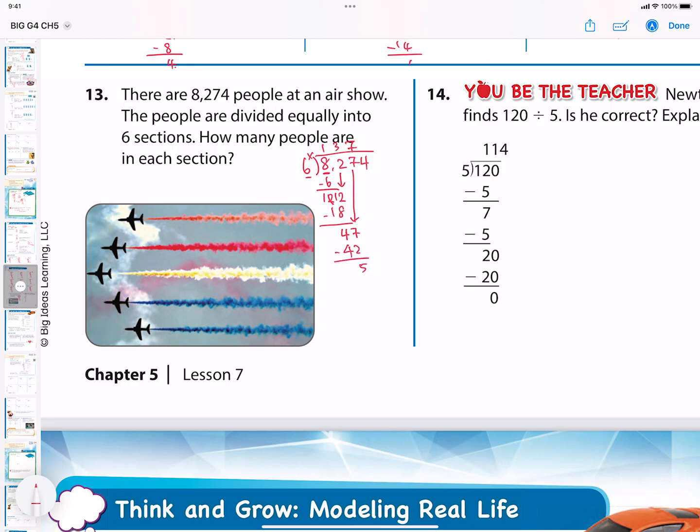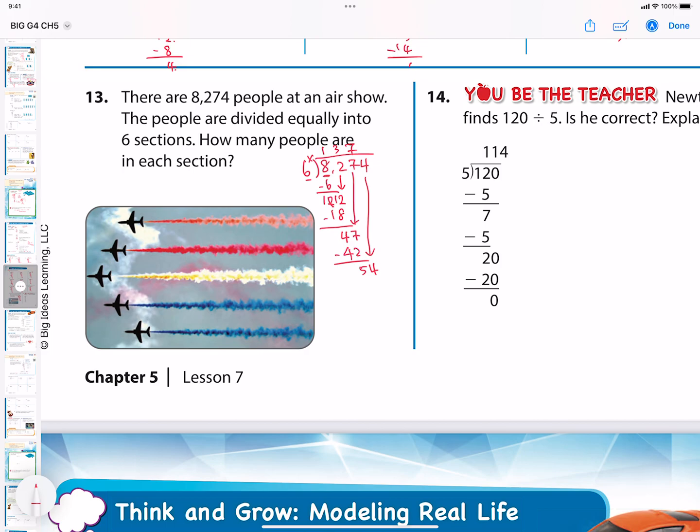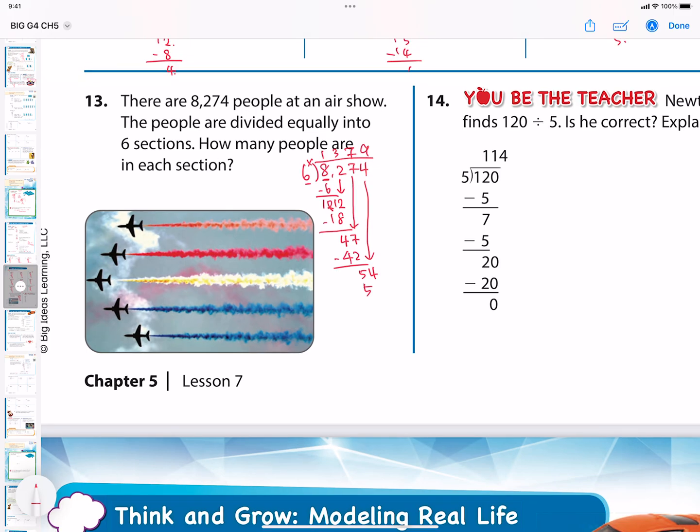Take away 5. Bring the last number down. And 6 times what number is closer to 54 but not greater? Oh, we have an exact number, which is what? 6 times 9 is 54. When you take away, nothing. That makes sense, because you cannot divide one person into half, so there will be no remainder. Okay, so 1,379 people in each section.